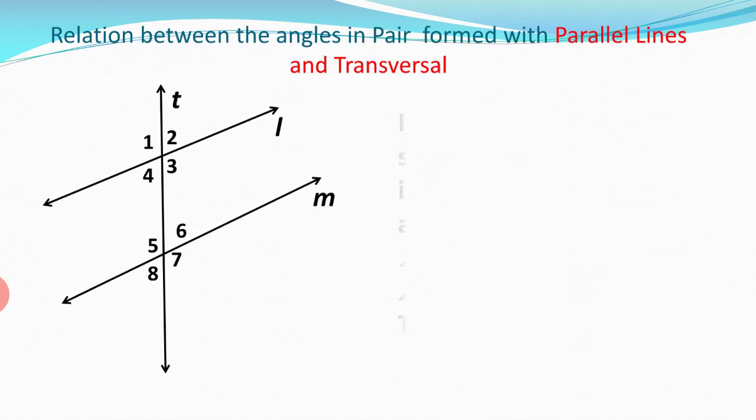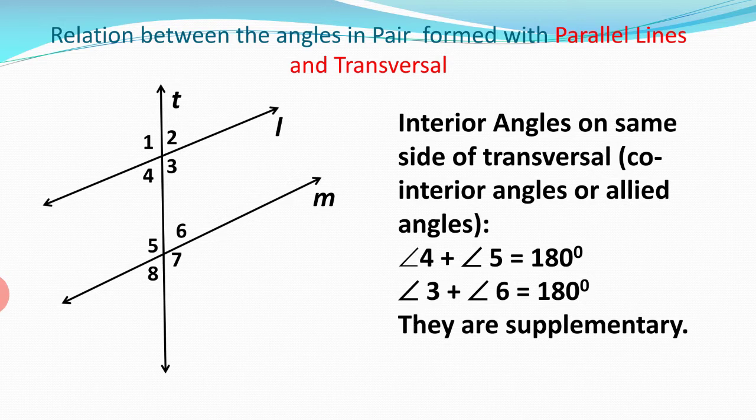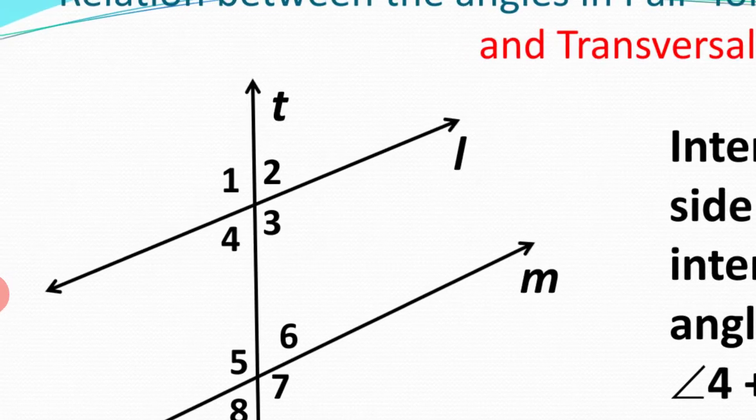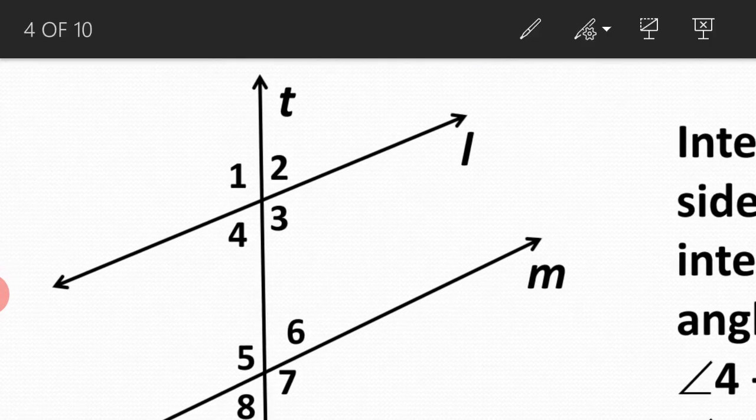Then comes the co-interior angle. This is a very important pair. These are interior angles on the same side of the transversal. They are also called co-interior angles or allied angles. Which are the interior angles on the same side of the transversal? First, they are interior, so that means 4, 5, 3, 6 out of these. They are on the same side of the transversal, so that is 4 and 5, and 3 and 6.